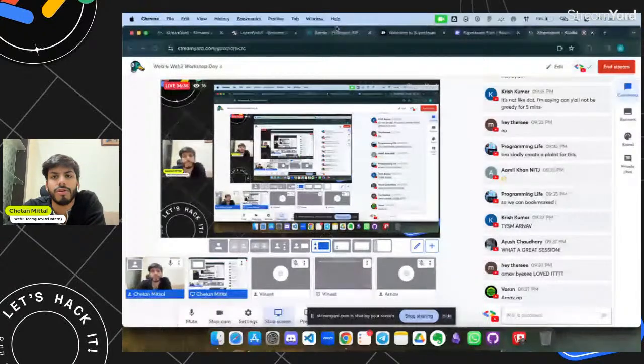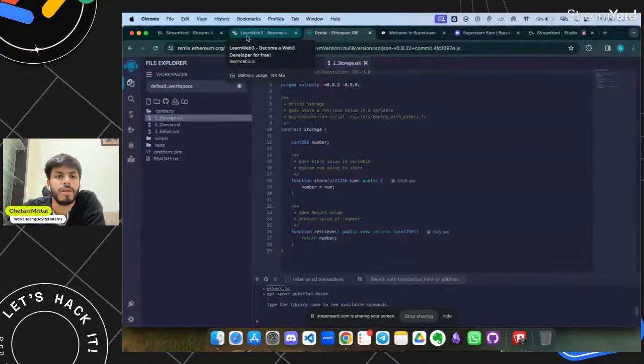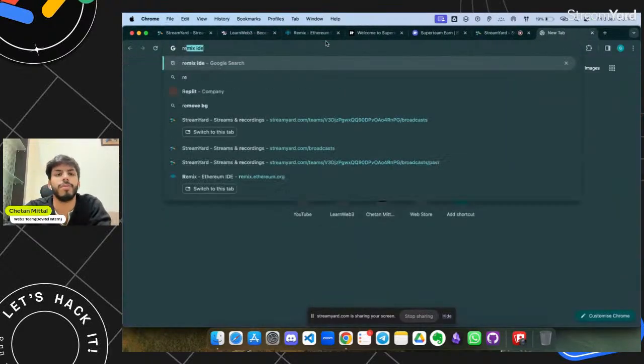First of all, if someone is coding along, they can just open your development environment. So just search for Remix IDE.